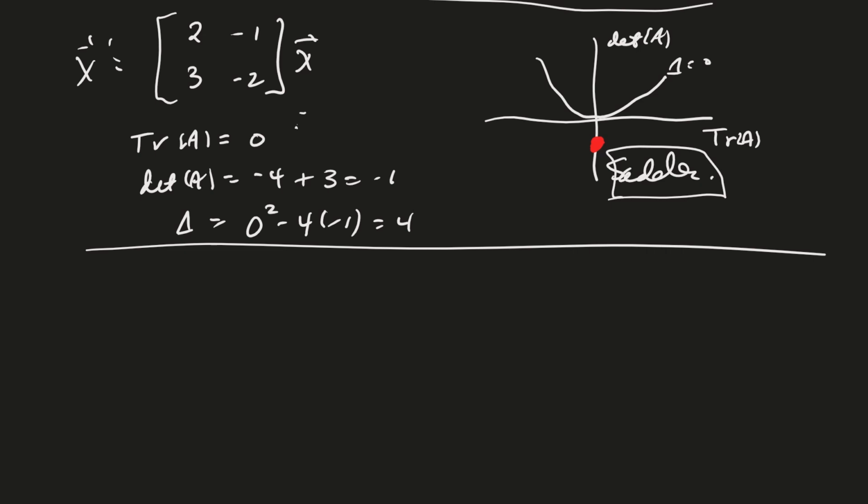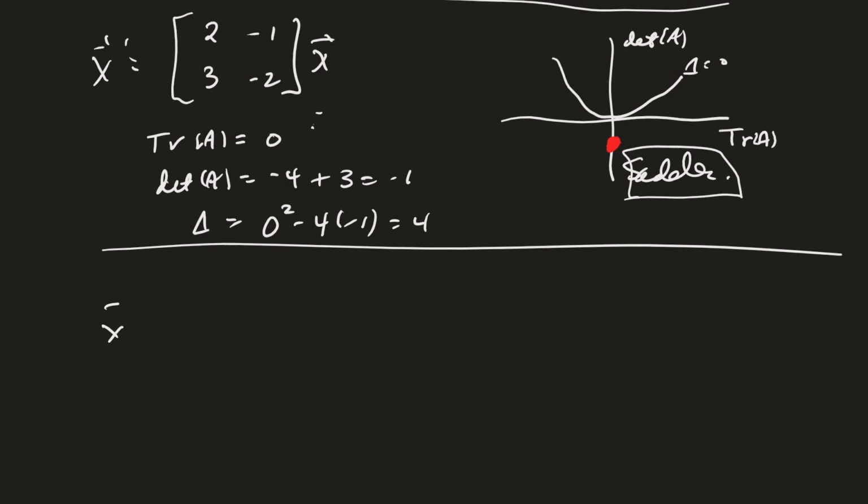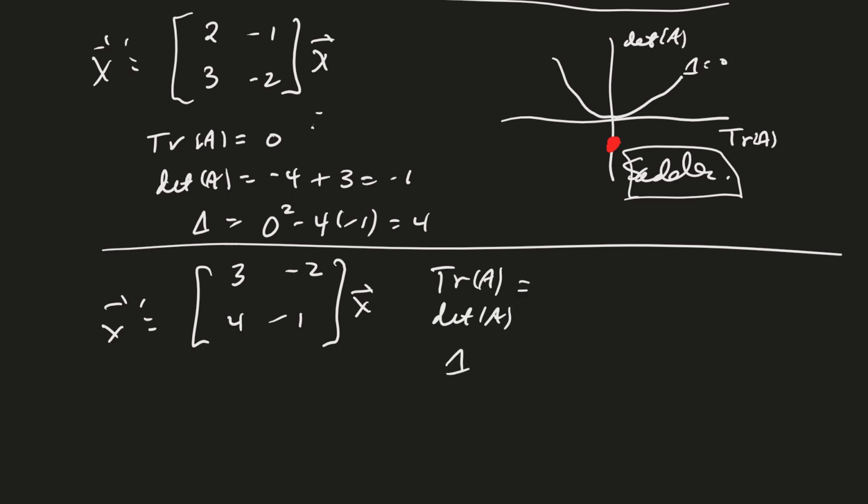Let's try some more. How about x prime equals the matrix [3, -2; 4, -1] times x. Similarly, we want the trace, the determinant, and the discriminant. The trace is going to be 3 minus 1, which is 2. The determinant is minus 3 plus 8, which is 5, so that's positive. Both of these are positive so far.